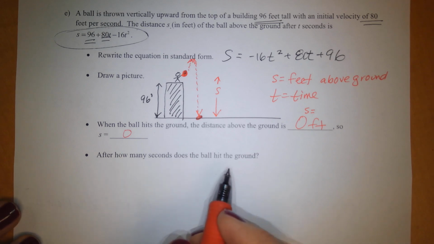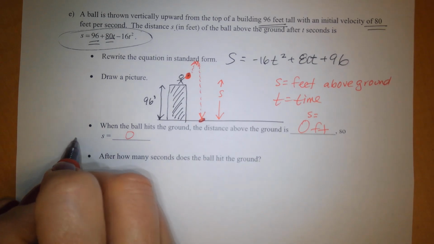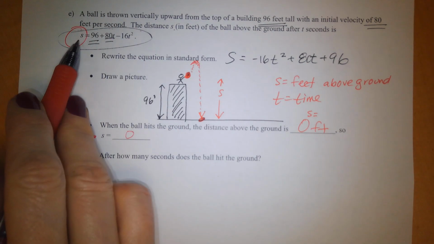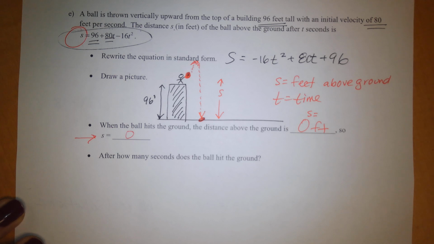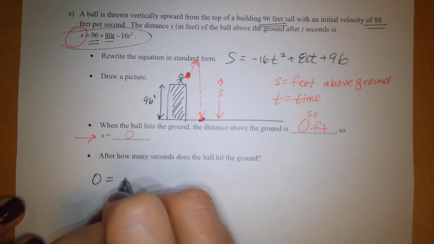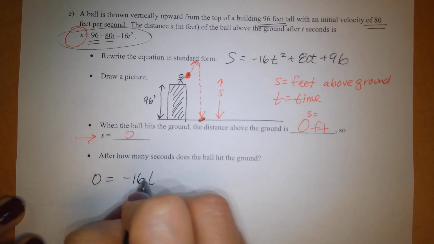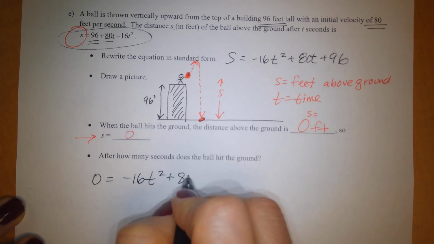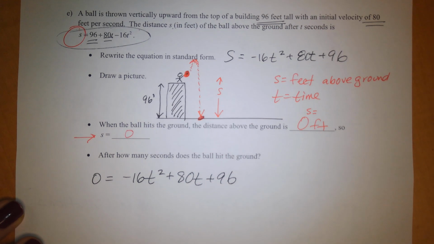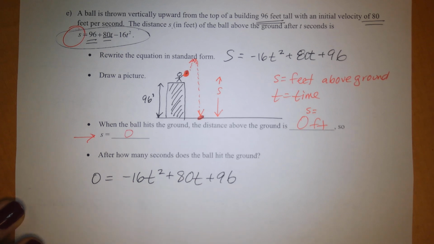After how many seconds does the ball hit the ground? So if S is 0, we're going to plug 0 into S up here and solve. So if S is 0, we have 0 equals negative 16t squared plus 80t plus 96. Now how do we solve this?